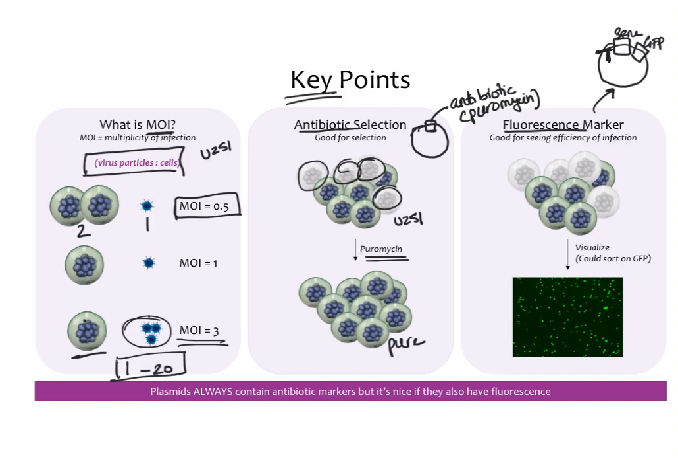And this is really nice for allowing you to see and actually visualize under a microscope what percent of your cells are infected. So what percent of your cells did you successfully transduce? And you can figure that out, of course, by doing your puromycin and selecting and seeing how many cells die. But this is a really nice visualization right away of how many cells were infected. So plasmids almost always have your antibiotic markers, but sometimes they'll also have fluorescence, and sometimes you can choose that when you're buying them, and so it's just very nice to have so you can see your efficiency.